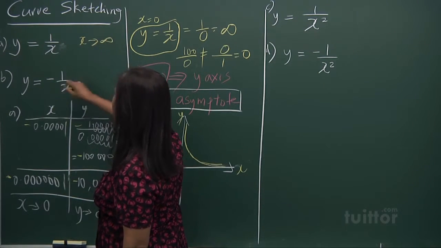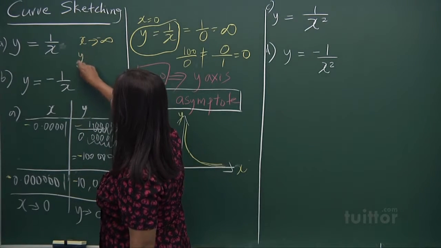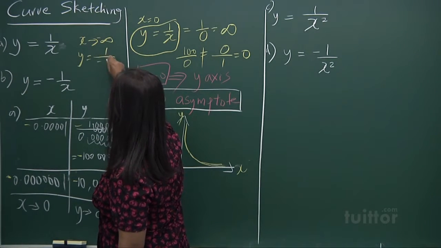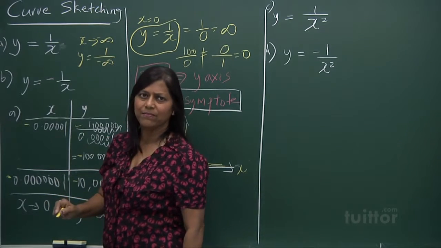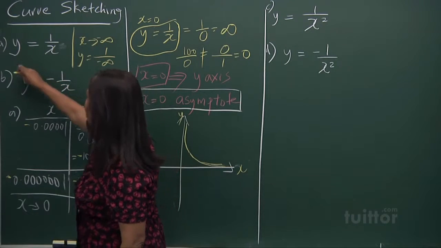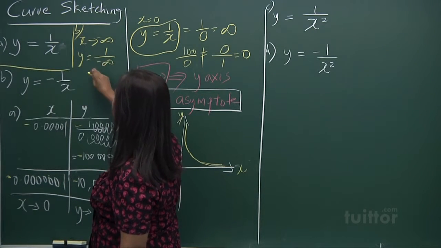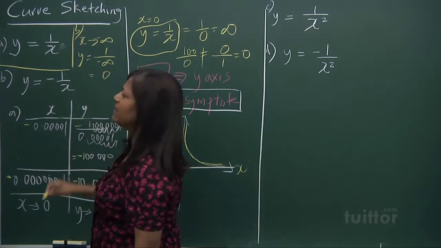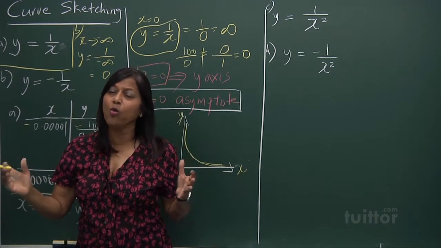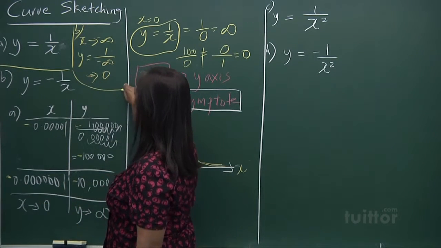Alright? What happens when x is approaching a negative infinity? What does y become? 1 over a negative infinity. In this case for B, I'm looking at B. So 1 over negative infinity is 0, because x is so huge, almost approaching 0. So please take note of that.